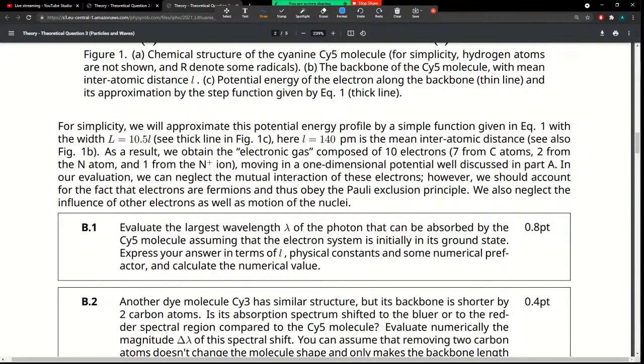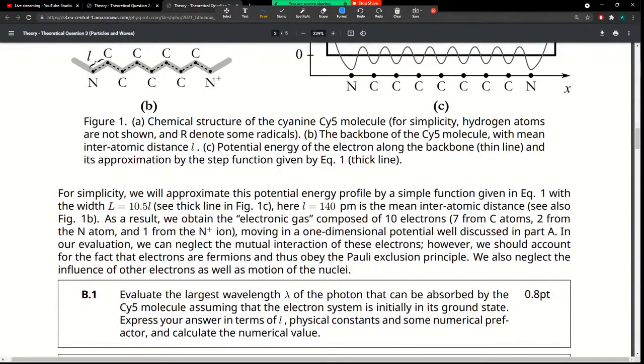Evaluate the largest wavelength lambda for the photon that can be absorbed by the CY5 molecule, assuming that the electron system is initially in its ground state. Express your answer in terms of small l, physical constants, and some numerical prefactor, and calculate the numerical value. Okay. So, that's a lot to take.